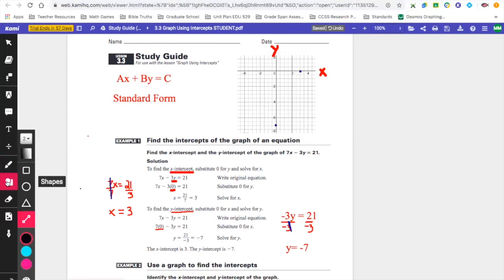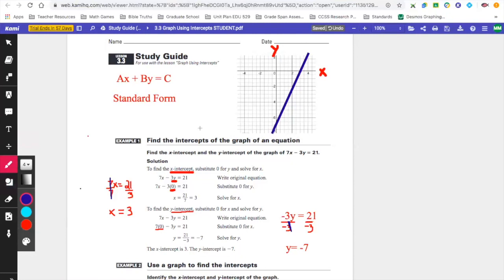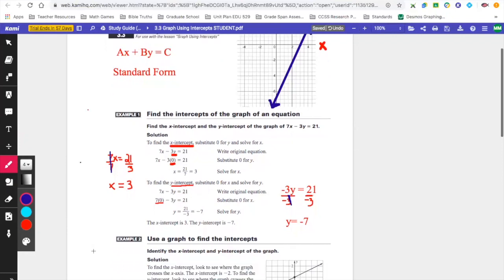I'm going to use my shape tool and I'm going to draw a line. I am going to start at this point and I'm going to go through this point. I can extend beyond that point. The line goes to infinity. That means that I can also extend beyond here. I can show that the line is going to infinity by putting arrows on the end of the line. We will be looking for x and y intercepts to graph a line. Here, they just wanted you to find the x and y intercept.